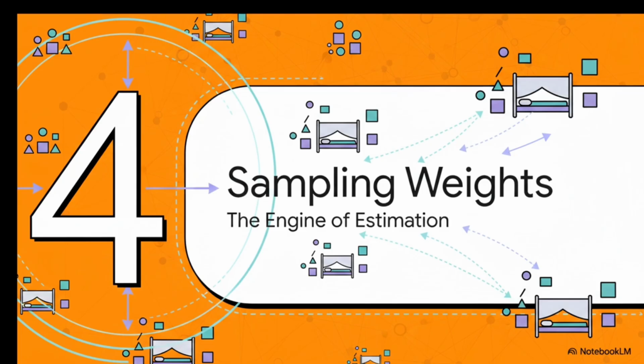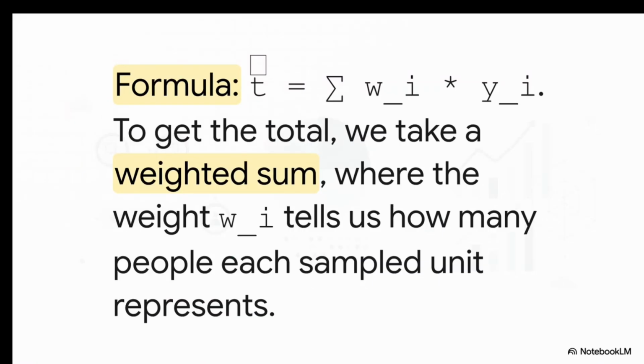Now what? How do we actually calculate our estimates, the prevalence of bed net use? The answer is all about sampling weights. This is the engine, the mechanism that lets us take our complicated sample and use it to say something valid about the entire population. This formula looks super simple, but it is the absolute core of everything.